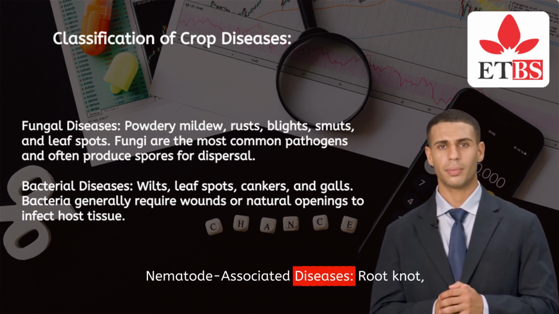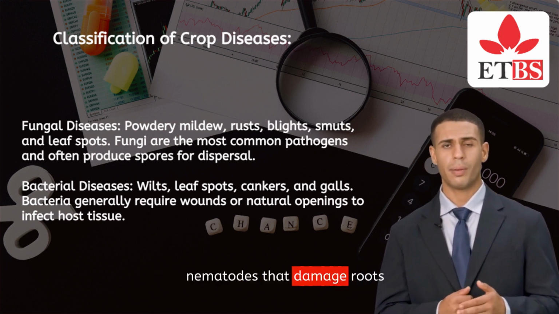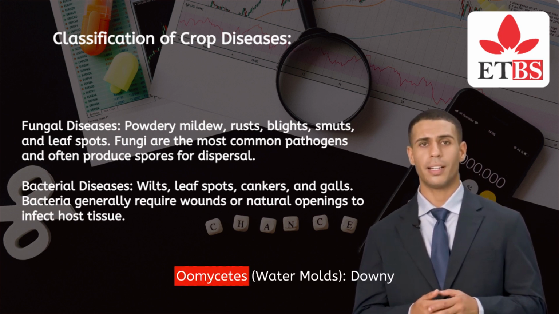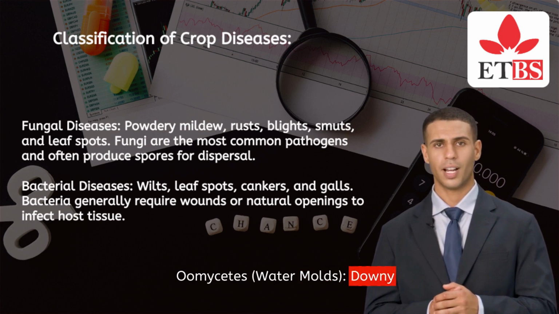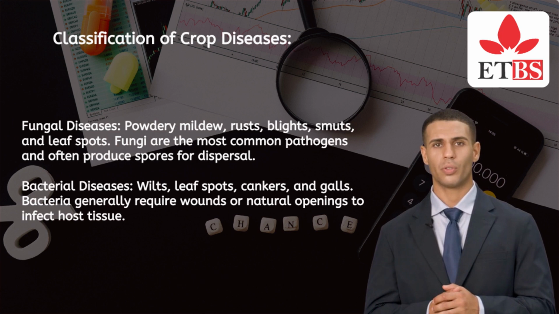Nematode-associated diseases: root knot, cyst nematodes, and lesion nematodes that damage roots and predispose plants to secondary infections. Oomycetes, water molds, downy mildews, and late blight, which thrive in moist environments and produce motile zoospores.